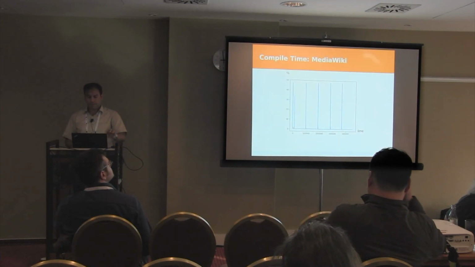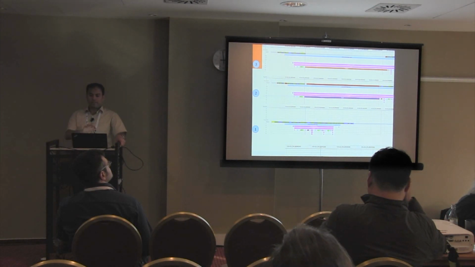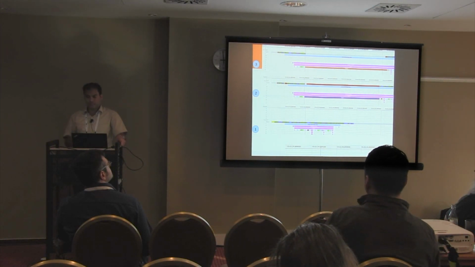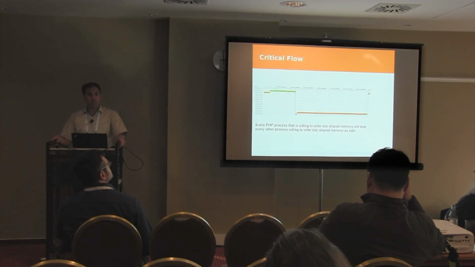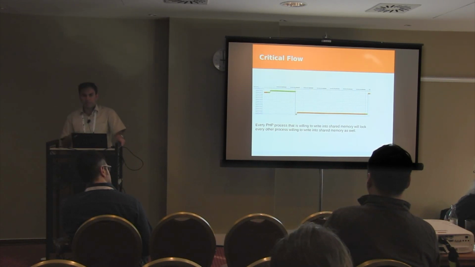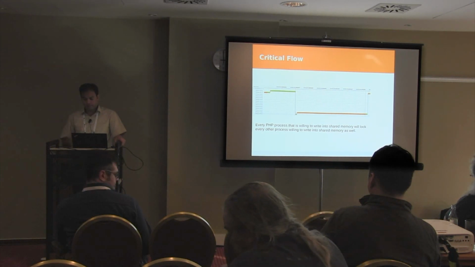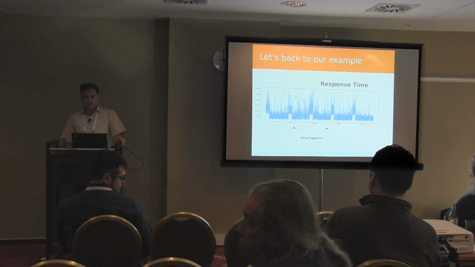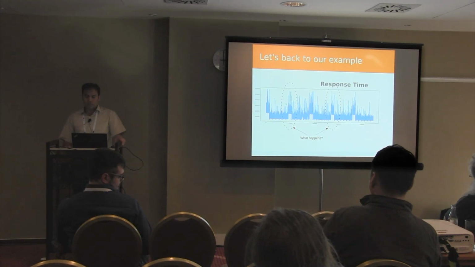This is something that happens in this example. I have stacks for three processes that handle requests at the same time. Using the critical flow view of Trace Compass, I see that processes are waiting for each other. They all get the request, open the file, and compile it, but they want to write to the shared memory before execution. At that time, since there is competition to access the shared memory, they lock each other, or wait, and become slow. So this is the main reason behind this problem. These slowdowns happen when PHP restarts the OPcache.